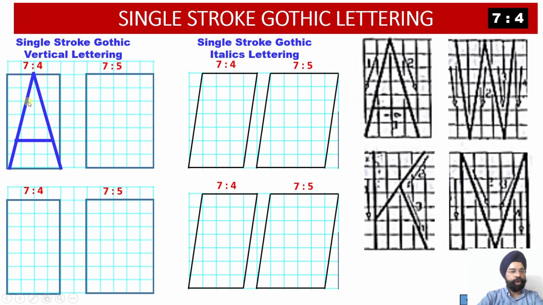So this from top to bottom, in this orientation, and third is my this. So you can see first stroke, second stroke, and third. Now you see this is vertical Gothic lettering. Now what if I have to draw the same alphabet on the italic side?